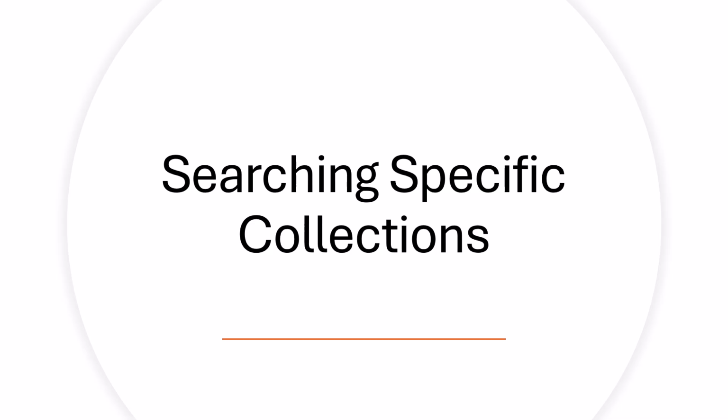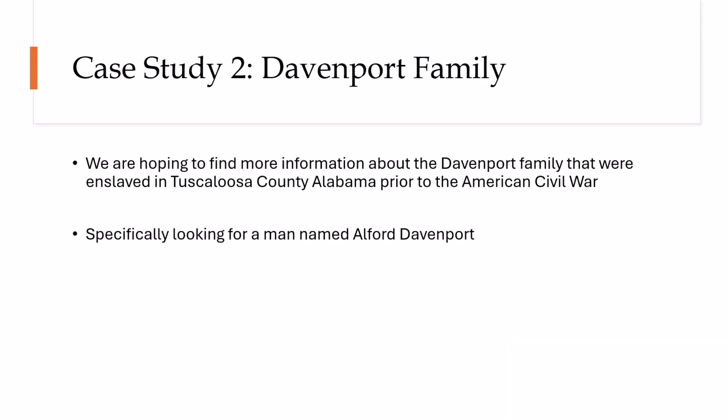The other thing you can do is search for specific collections in these full text searches. So we're going to do a second case study here. Let's say we were looking into the Davenport family. We were hoping to find more information about the Davenport family that was enslaved in Tuscaloosa County, Alabama prior to the American Civil War. And let's say we were looking specifically for someone by the name of Alfred Davenport.